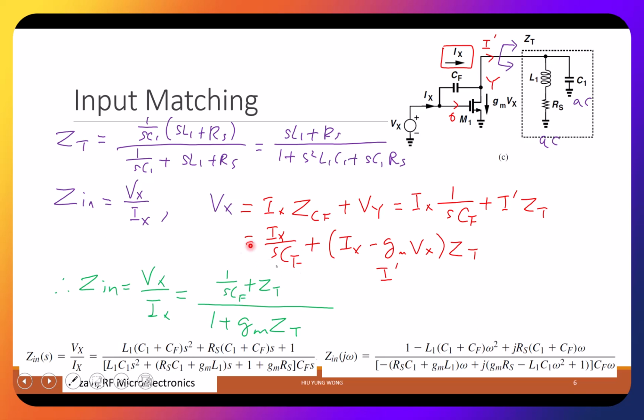All I'm doing is I move this Vx to the left, right? So it becomes 1 plus GMZT times Vx. And on the right side is just 1 plus 1 over ZT plus 1 over SCF. Then you get this ratio. Then plug in the ZT. Very long. You don't want to do that, right? But you need to do that. Maybe use Mathematica, right? But anyway, it gives you this expression. That is the input impedance of this circuit.